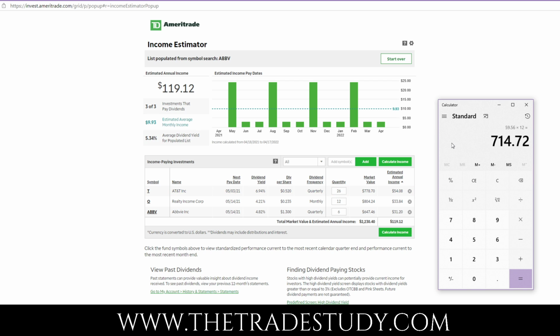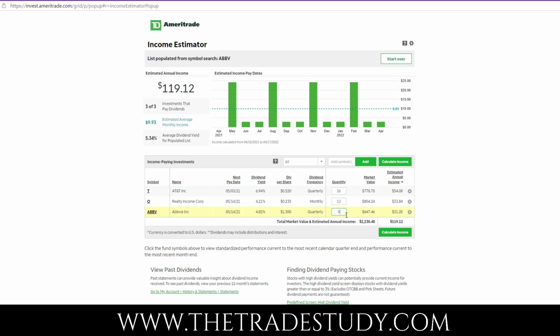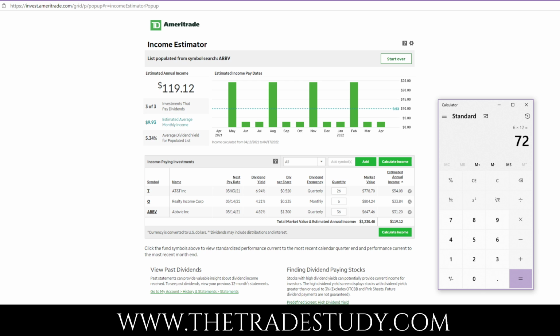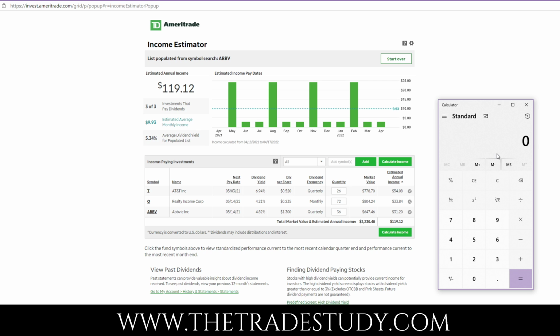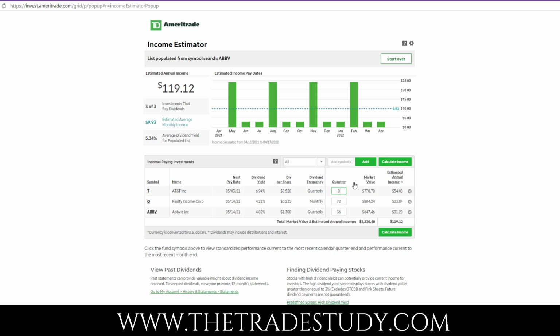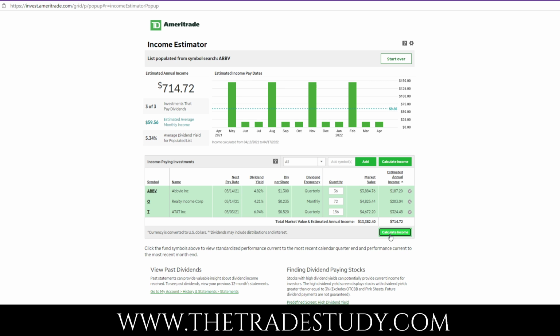So Abivai, we had 3 shares. Over 12 months, it's going to be 36. We had 6 shares of O Realty, so 6 times 12, 72. And then the AT&T, we had 13 times 12. It's going to be 156. Let's see how this looks. It should be more or less around the same number. $714.72 of estimated annual income in the form of dividends is going to be paid to you over the year.